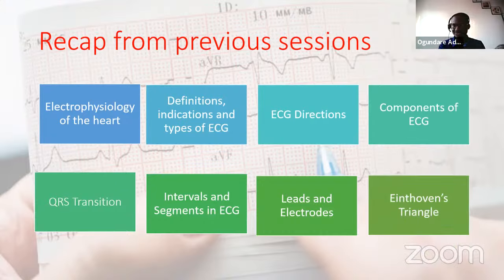Then we spent some time to demonstrate the Einthoven triangle. This triangle is just an illustration of how the limb leads and the augmented leads combine to generate the leads you see on paper on the ECG. So how lead 1, lead 2, lead 3 are generated, how the AVR, AVL, and AVF are generated. The Einthoven triangle is just an illustration of how these are generated.